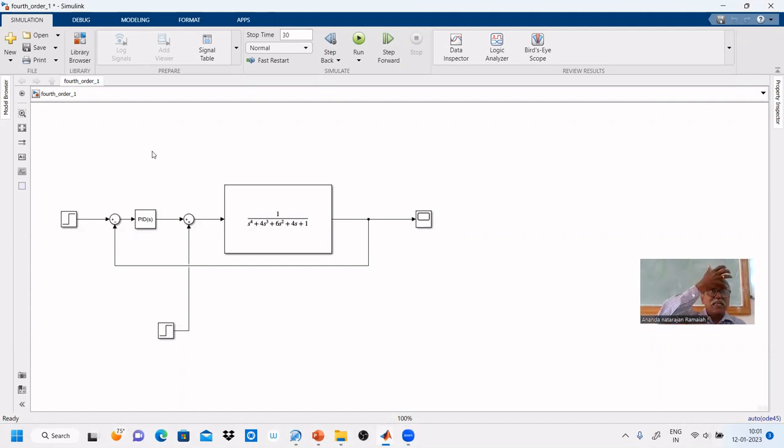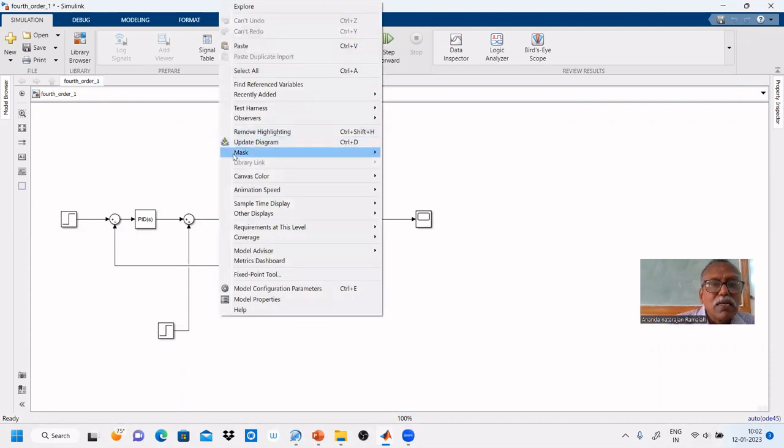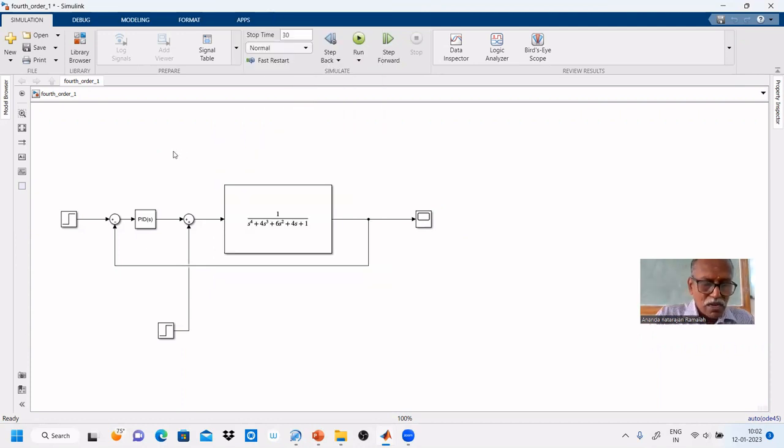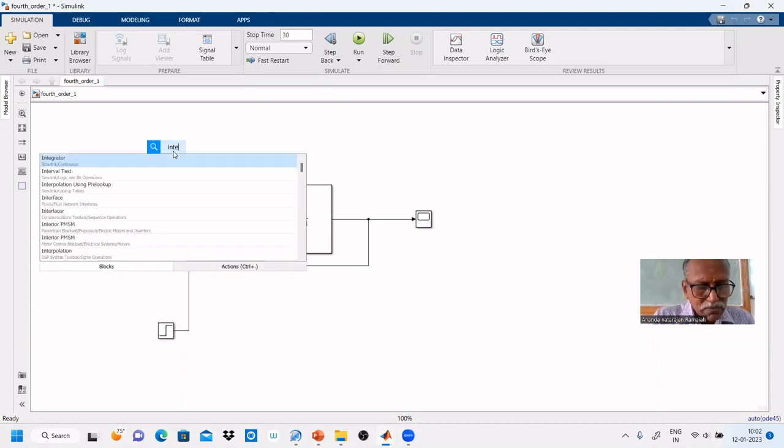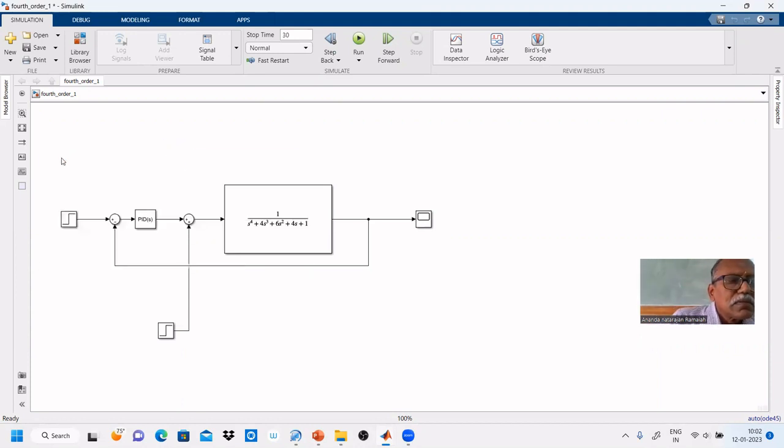So I have to find ISE and IAE. To find that, I need an integrator. Integrator means 1 by S. So I have to integrate the error, the square of that error. To find ISE, the integral square error, you have to continuously measure the error, square it, and integrate.